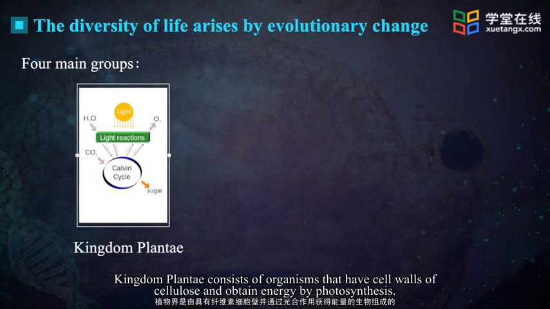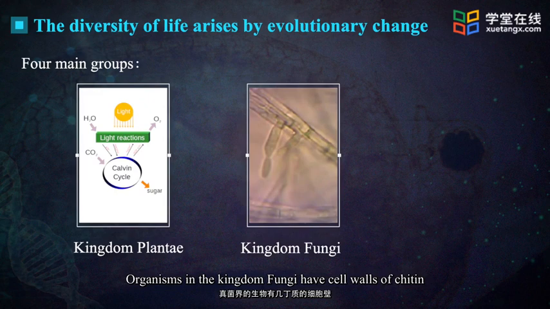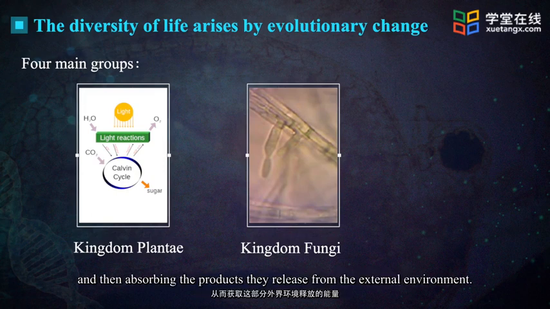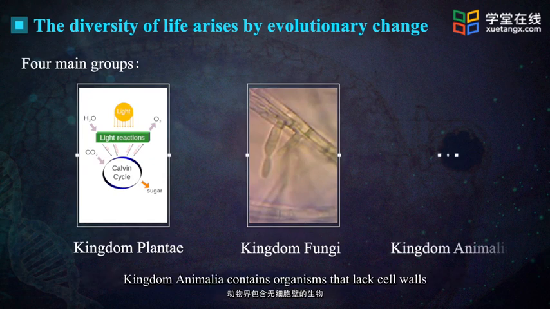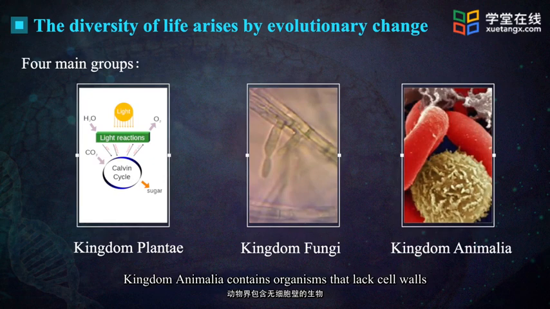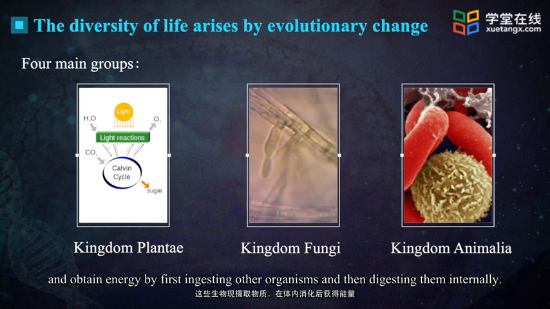Kingdom Plantae consists of organisms that have cell walls of cellulose and obtain energy by photosynthesis. Organisms in the kingdom Fungi have cell walls of chitin and obtain energy by secreting digestive enzymes and then absorbing the products they release from the external environment. Kingdom Animalia contains organisms that lack cell walls and obtain energy by first ingesting other organisms and then digesting them internally.